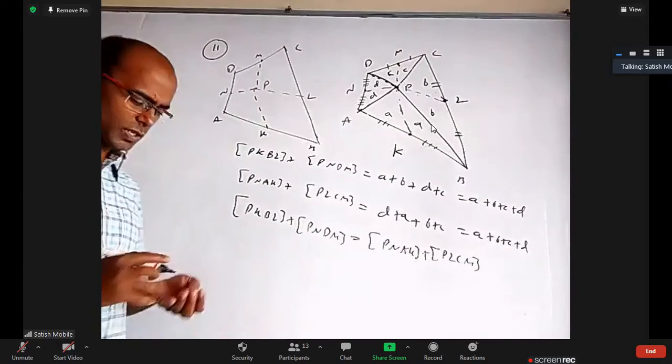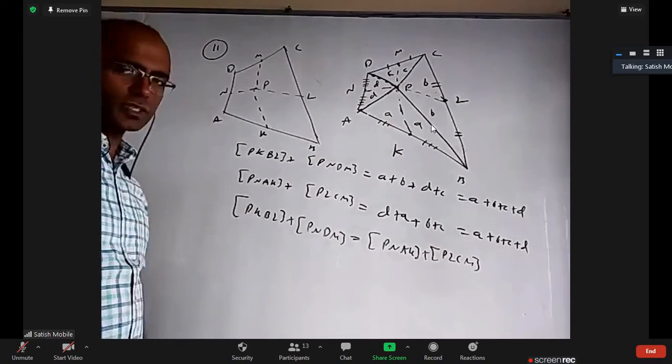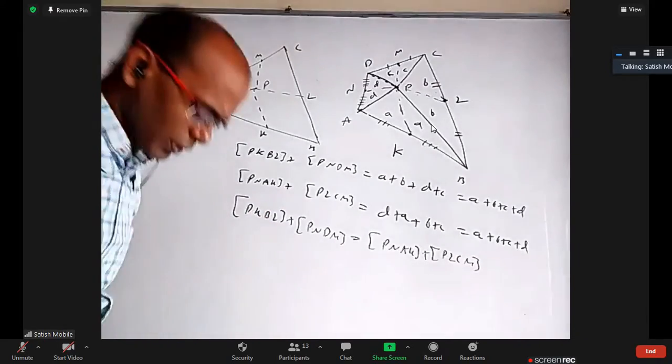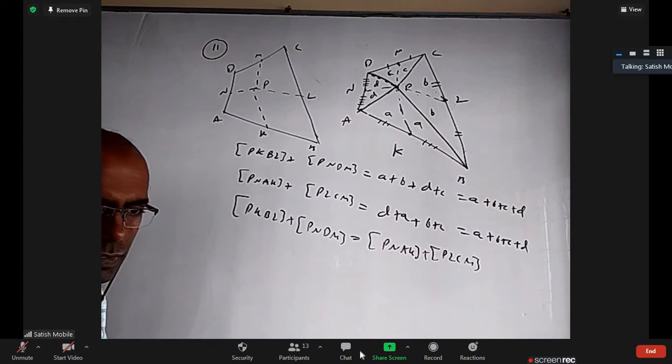So for doing this question, what is the concept? A median will divide the triangle into two equal areas. That's all. That's why I'm saying, if you do some questions, you'll get an idea that different properties are used. Otherwise, I don't have to teach.